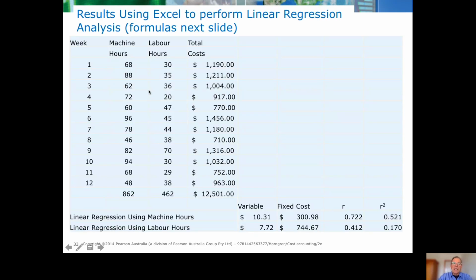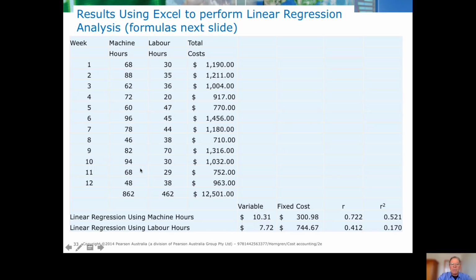So here we were in Excel, running with machine hours and labor hours, and we've got these total costs. Just like you saw before, we run the slope formula to find the variable cost, the intercept formula to find the fixed cost, and then the correlation formula to find R. When we're using machine hours, we've got 0.52. It's not that strong, but it's definitely stronger than labor hours.